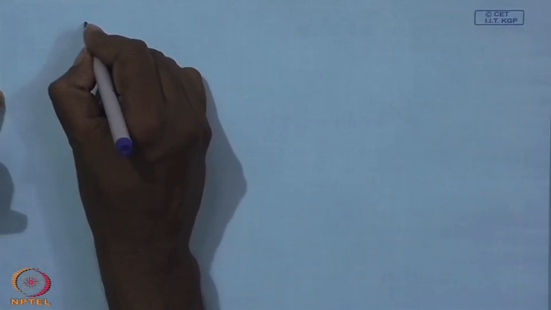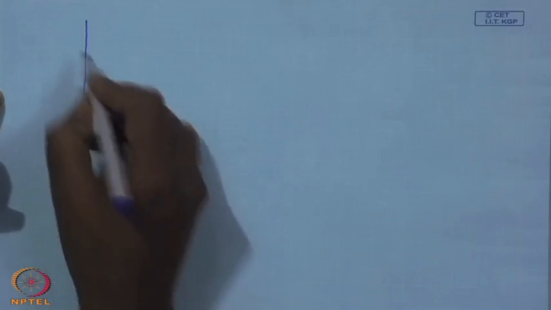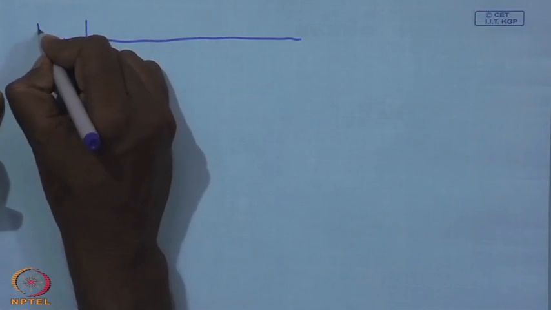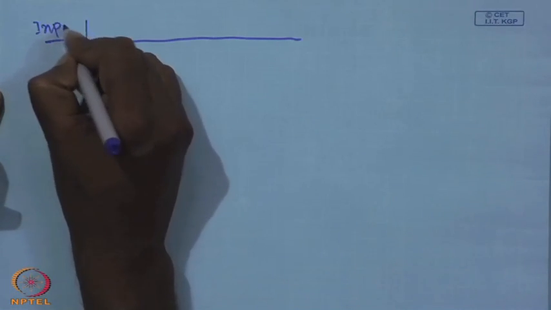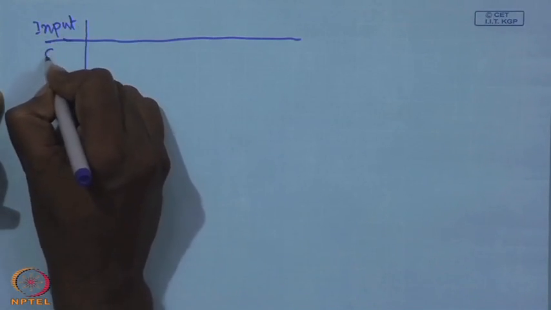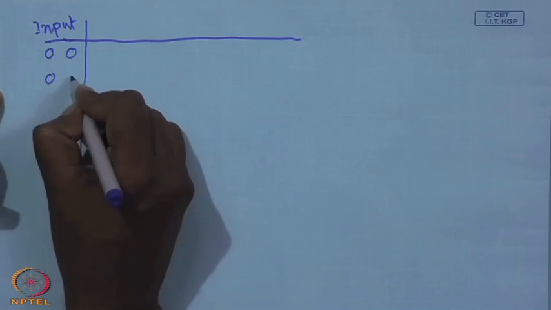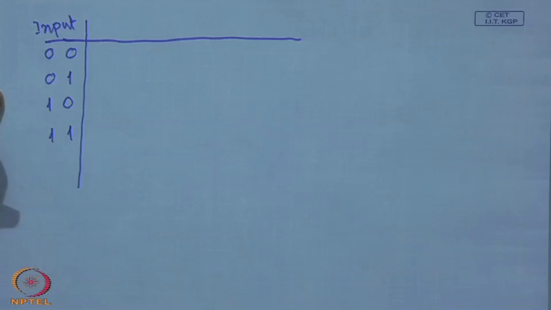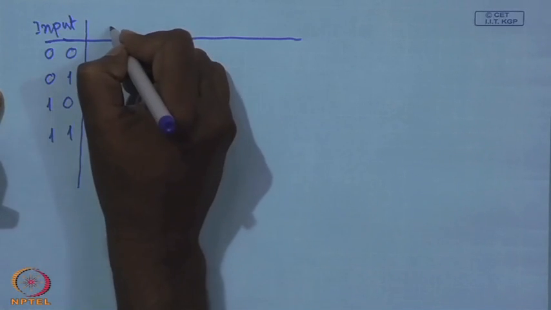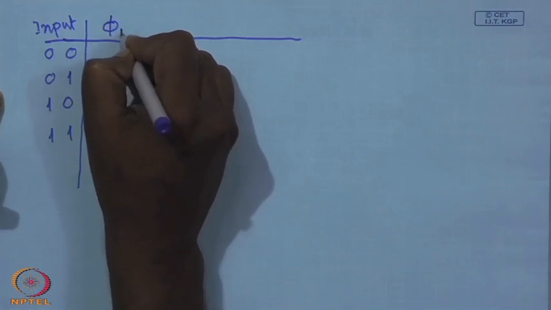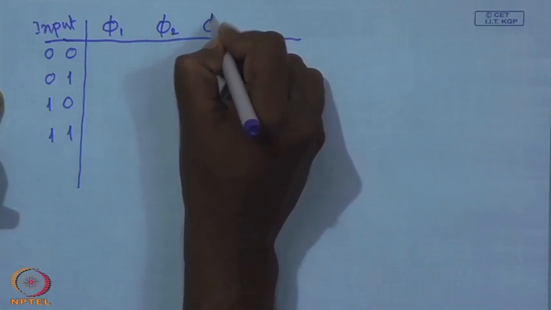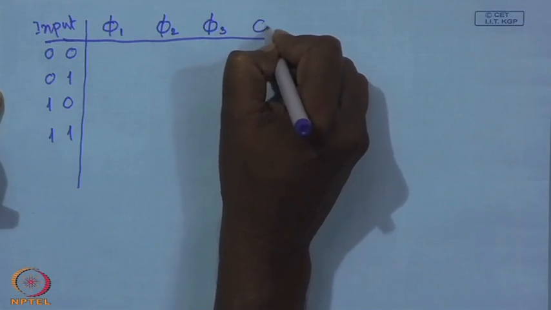So, I put that in the form of a table. Here I have input feature vectors: inputs are 0 0, 0 1, 1 0 and 1 1. And I have the RBF functions phi 1, phi 2, phi 3 and phi 4.